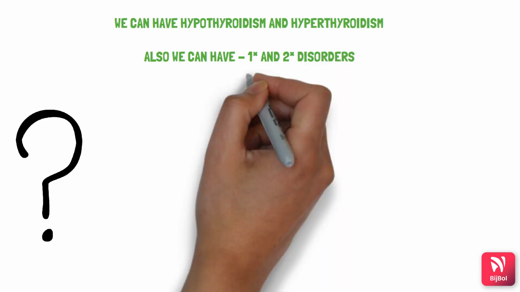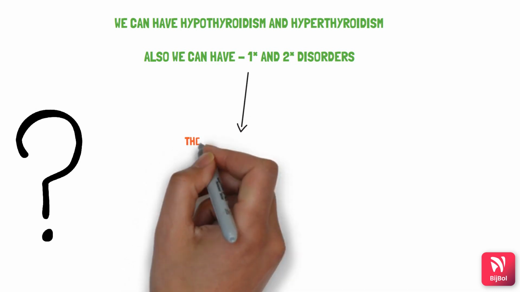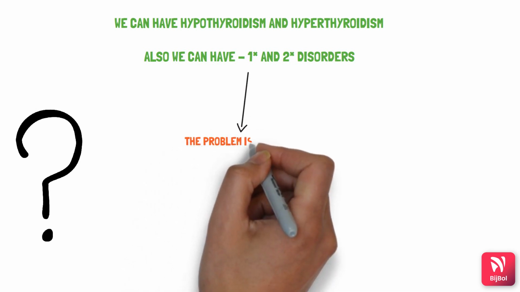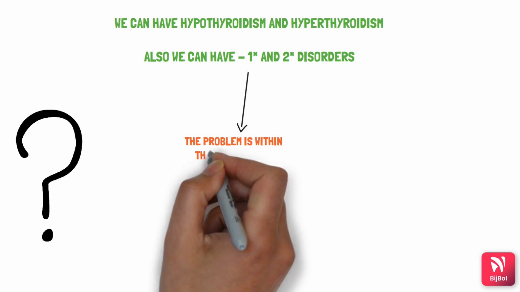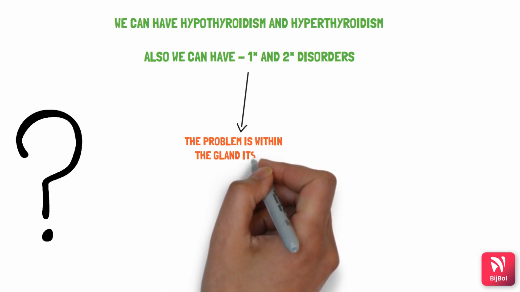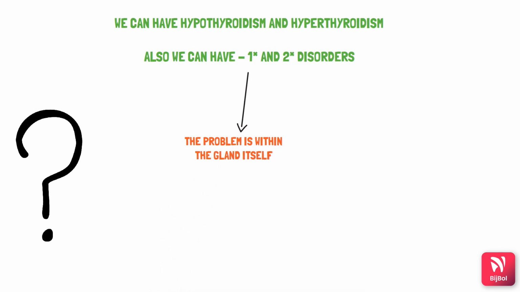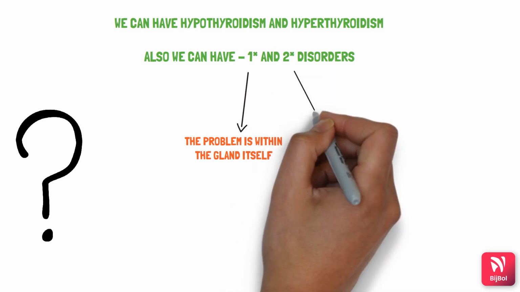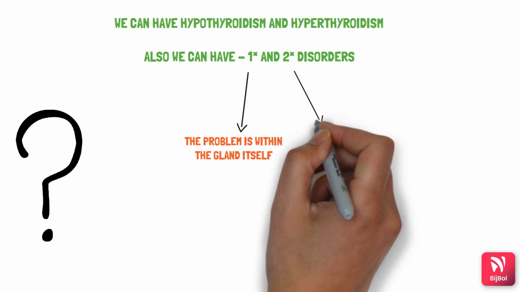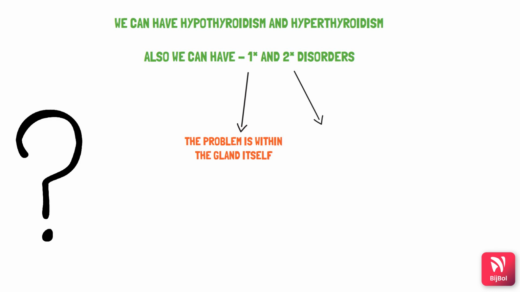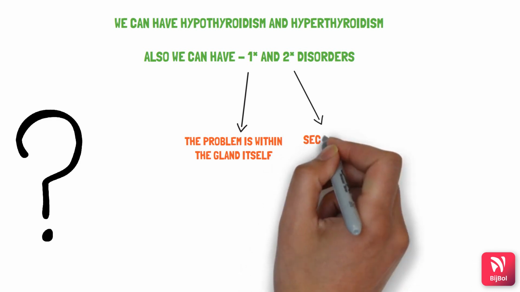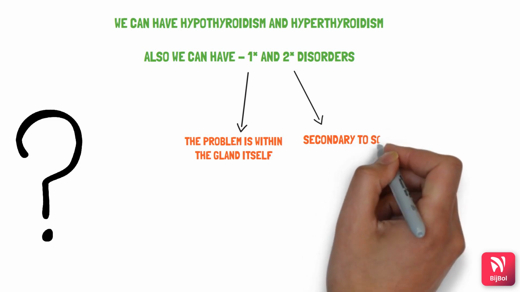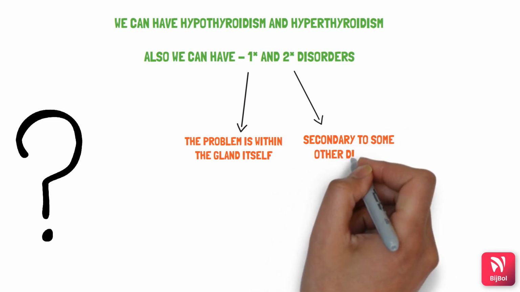What does this mean? Whenever there is a primary disorder of the gland, the problem is inside the gland itself. Whenever we say primary hypothyroidism or hyperthyroidism, that means the problem is within the gland itself. That is, there is malfunctioning of the gland. And whenever there is a secondary disorder, such as secondary hypothyroidism or secondary hyperthyroidism, it means that it is secondary to some other disease. The problem is not in the gland, it is secondary to some other disease.